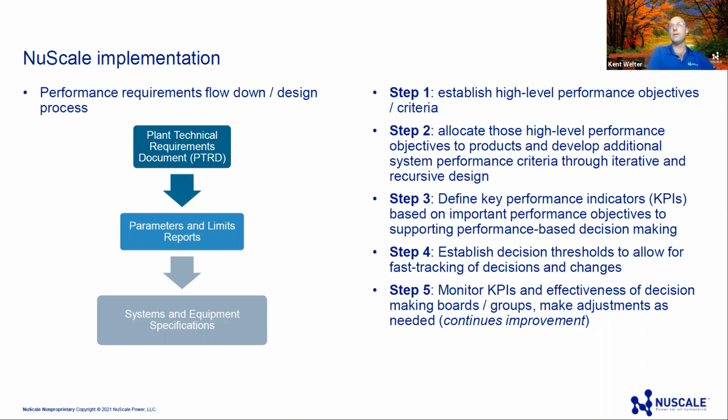So I'll talk about the importance of setting decision-making thresholds and how we use modern engineering change control process to fast-track most of our engineering decisions based upon these decision thresholds, so the work can progress and the folks that are closest to the work can be empowered to make those decisions and only escalate when needed. And then that's step 5, monitoring the effectiveness of those KPIs and the decision-making boards and make adjustments as needed.